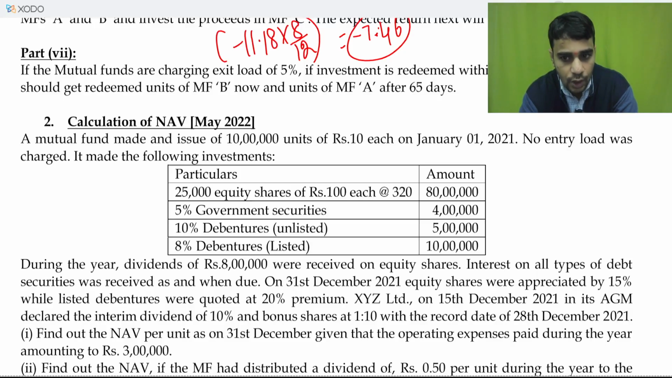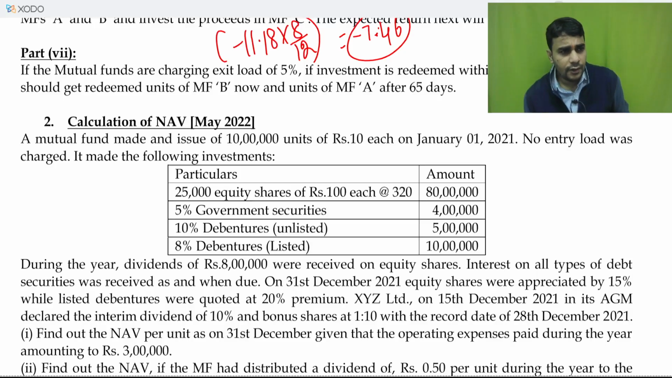XYZ Limited on 15th December declared an interim dividend of 10%, and bonus shares at 1 is to 10 with a record date of 28th December 2021. Find out the NAV as on 31st December, given that the OPEX paid during the year is 3 lakh. Find out the NAV if the MF had distributed some dividend, and the annual rate of return.